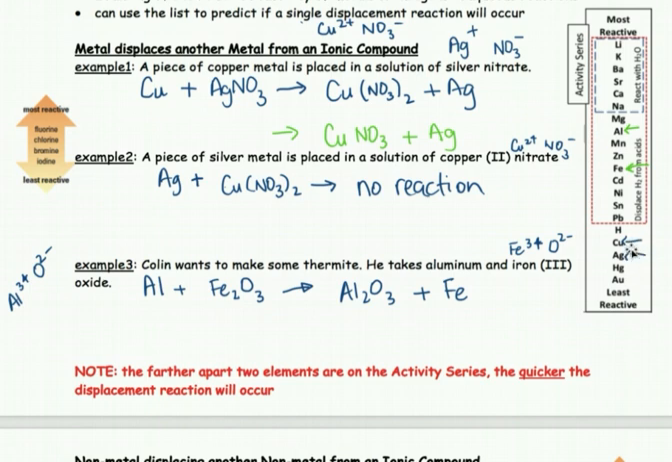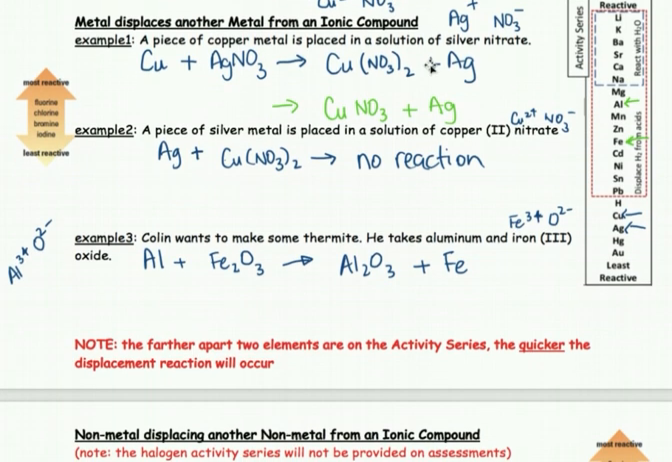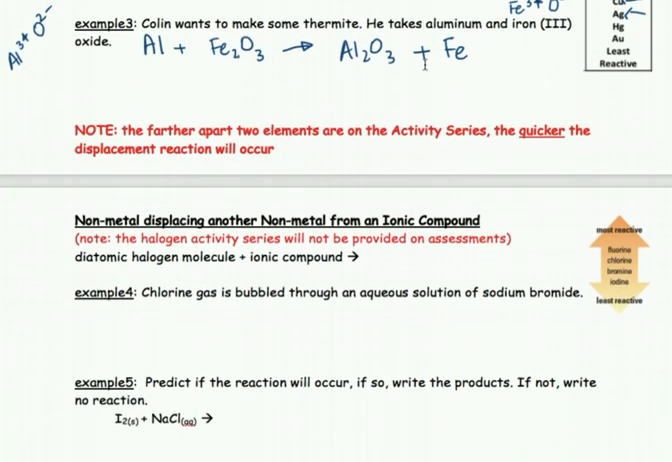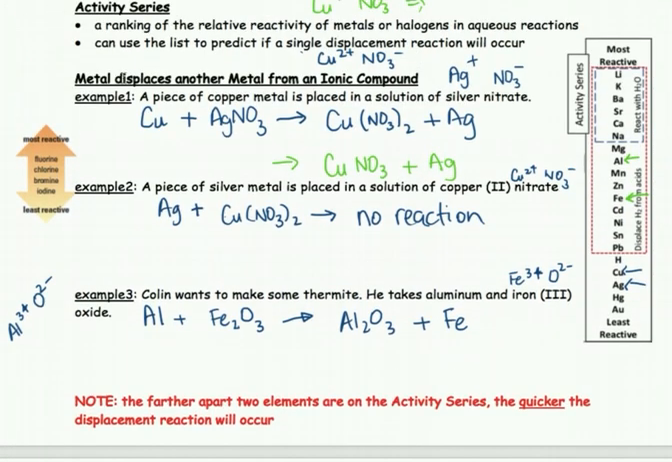It's going to take its time because think of it as not having as much power. But if you look at the aluminum and iron, there's some space between them. If those elements are further apart, the reaction is going to be a lot faster. If you had lithium and copper, that reaction is going to be even faster. So the rule of thumb here is the further apart the two elements are on the activity series, even if it's the halogen series, the quicker the displacement reaction will occur. All right, let's move on to the next part. That was a metal displacing another metal.